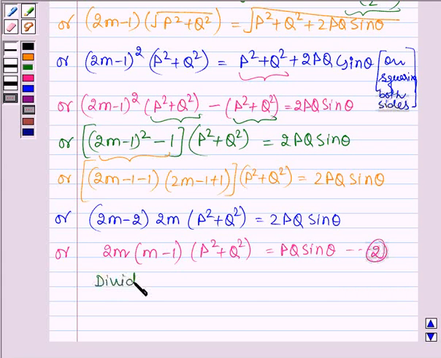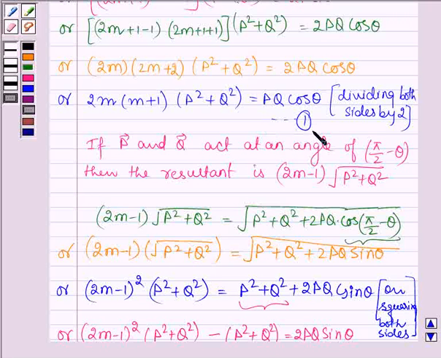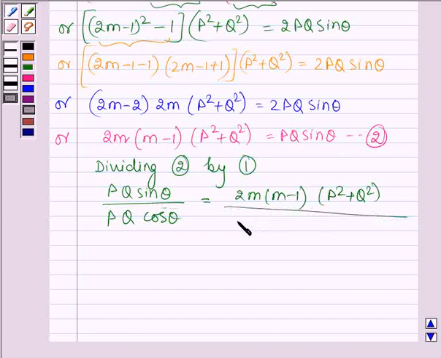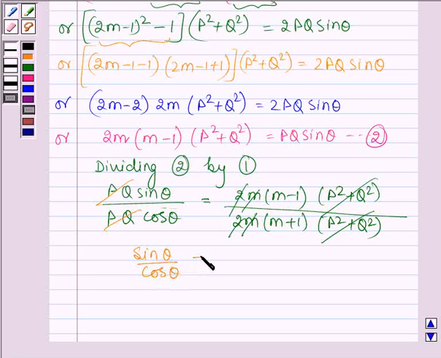Now, dividing equation number 2 by 1, the right hand side of equation number 2 is PQ sin theta, and the right hand side of equation 1 is PQ cos theta. Similarly, writing the left hand side of equation number 2, we have 2m into m minus 1 into P square plus Q square, and the left hand side of equation number 1 is 2m into m plus 1 into P square plus Q square. And on simplifying, on the left hand side we have sin theta divided by cos theta is equal to m minus 1 divided by m plus 1, which further implies that tan theta is equal to m minus 1 divided by m plus 1.